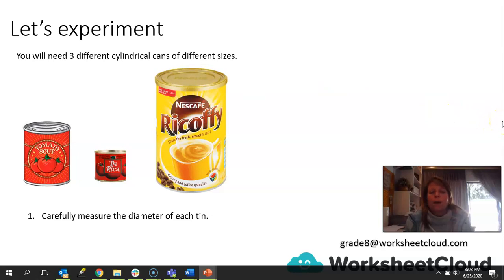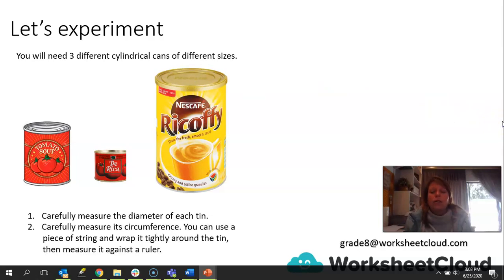All right. After you've done that, you need to carefully measure its circumference. Here, you can use a piece of string and put it right around the circumference of that circle, and then take the piece of string. You can mark on the piece of string, take it, and then measure it on a ruler, or you can actually just go around your tin with a tape measure. Try to be as accurate as possible.